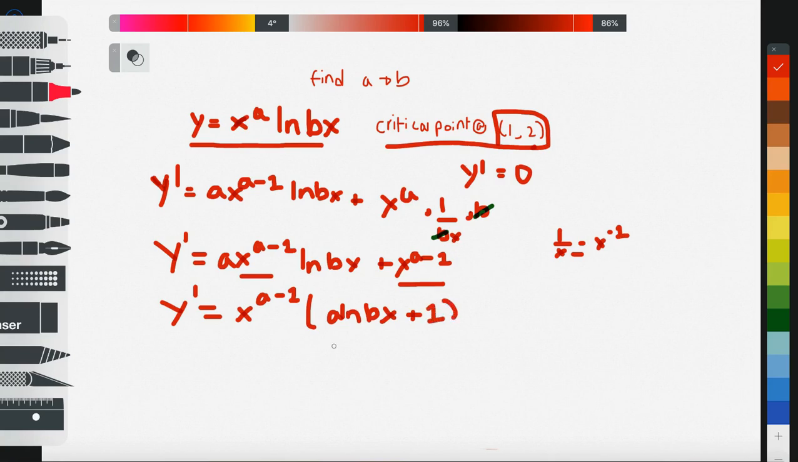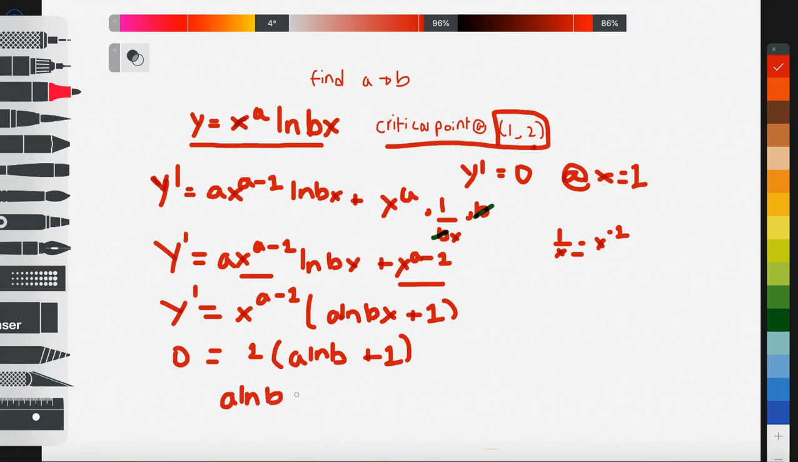Alright, so we know that we need y prime equal to 0 at x equals 1, according to this critical point. So let's plug that in. 1 to the power of anything is just 1. So really, we get 1 times (a ln b plus 1), and that really is just a ln b equals minus 1.